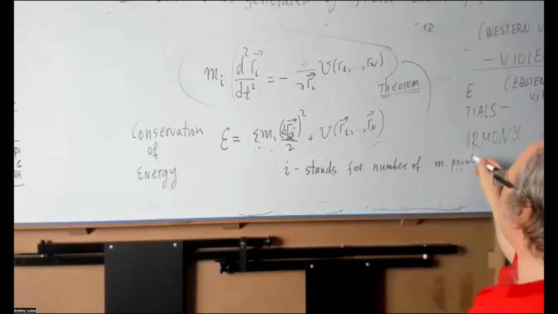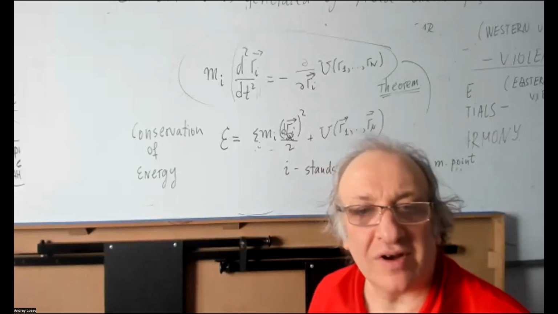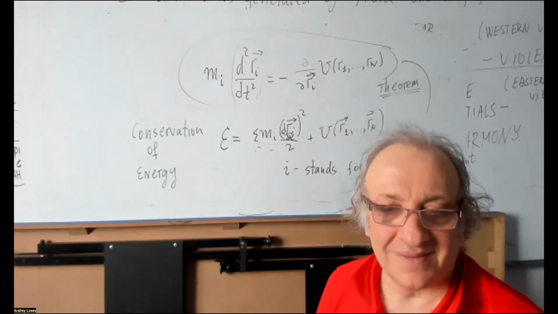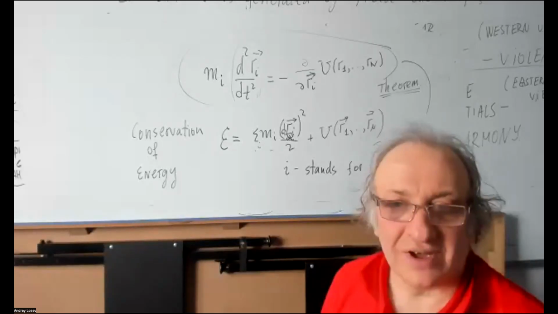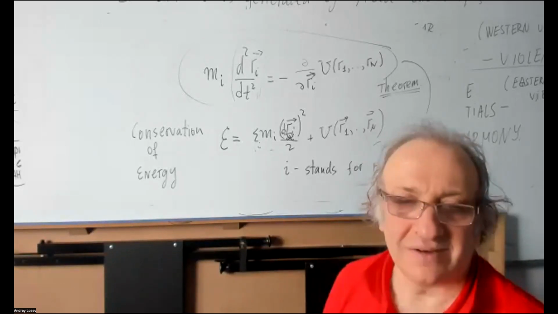So we call it not a particle, we call it a material point. It's a point because the electron is an elementary particle. However, the electron has a spin. So instead of saying spinless elementary particle, in classical physics people say material point.